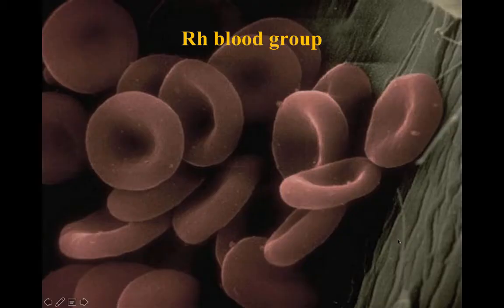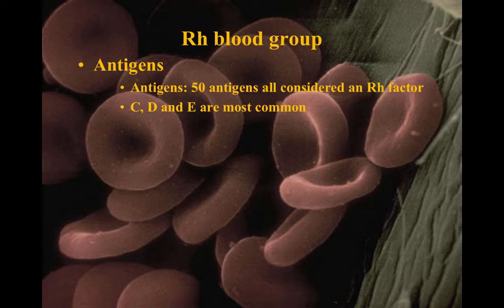The Rh blood group is a blood group that was discovered in rhesus monkeys, and there are 50 antigens that are all considered to be an Rh factor. However, C, D, and E are the most common that we take a look at. So the Rh blood group is what would give you your plus or your minus on your blood group, and the plus would mean that you have the Rh factor as an antigen on the plasma membrane of your red blood cell. A negative would mean that you do not have the Rh factor on your red blood cell.